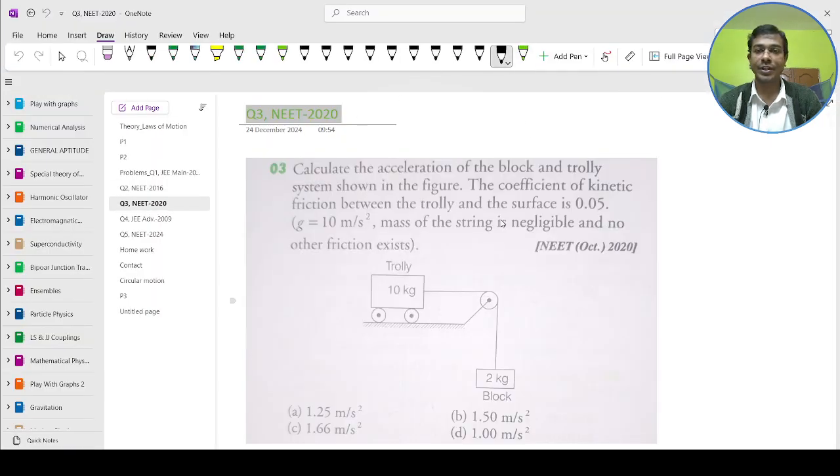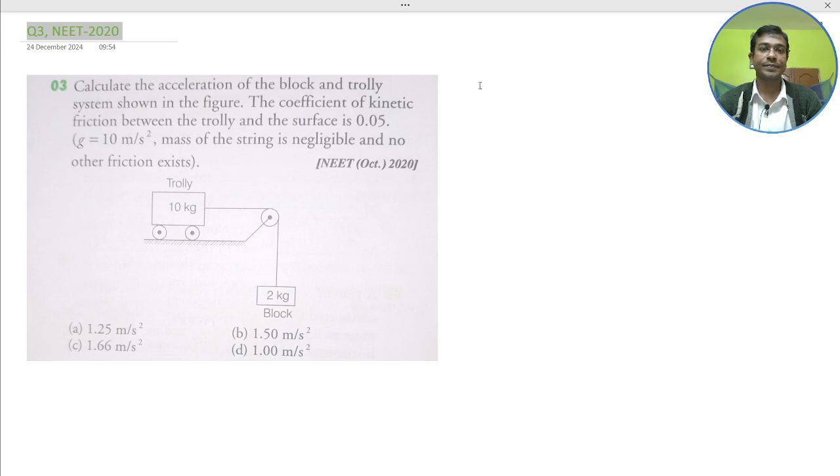Coming to a recent type of question, NEET 2020 is saying to calculate the acceleration of the block and trolley system shown in the figure. You just calculate the acceleration of the block and trolley. The coefficient of kinetic friction between the trolley and the surface is 0.05 and g is 10 meter per second square. So here, this is the tension T and the acceleration a in this direction, this is T and acceleration here a.